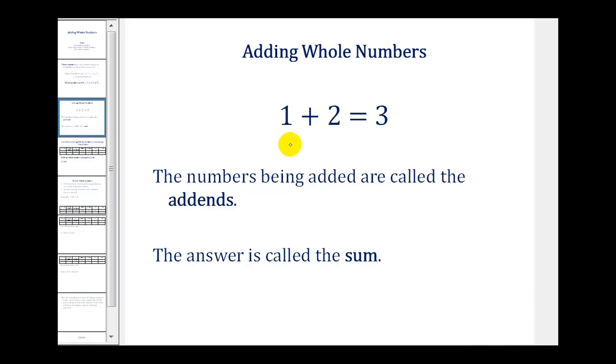Here we see a very straightforward addition problem of two whole numbers. We have 1 plus 2 equals 3, which means if we take one item and we add two more items, we have a total of 1, 2, 3 items. The numbers being added are called the addends. So in this case, the addends would be 1 and 2, and the answer is called the sum. So in this problem, 3 is the sum.